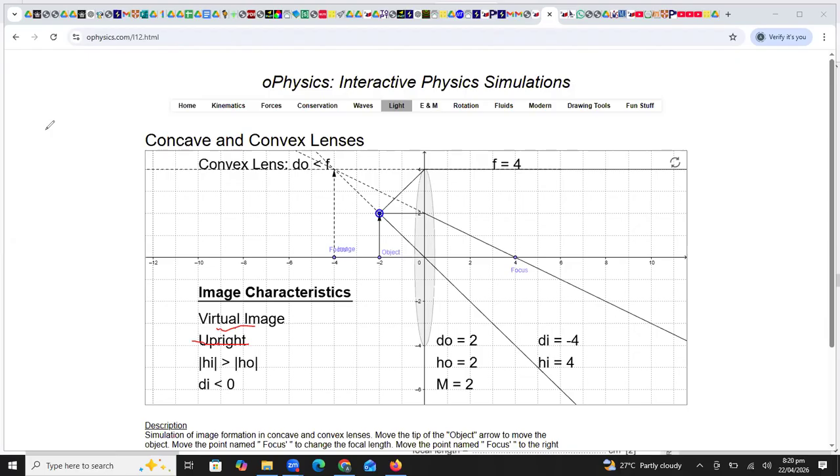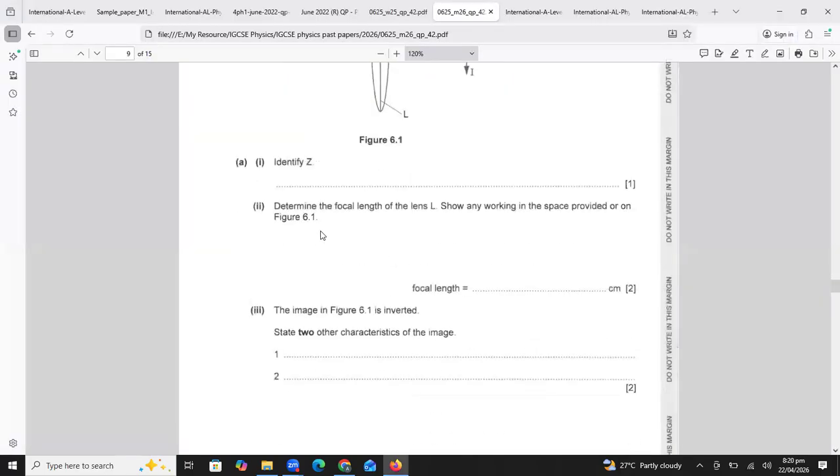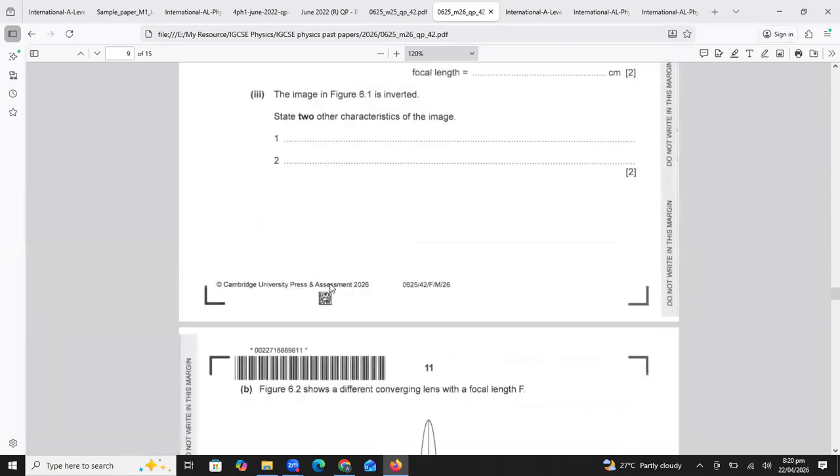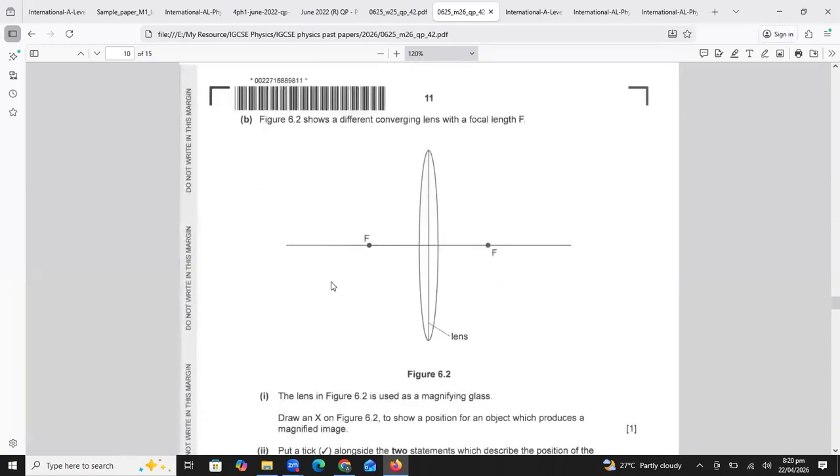All right. So let's move towards our paper. Okay, we have done these two characteristics of the image, that the image is of the same size and real. Now look at the next part B. What they are saying in this part: figure 6.2 shows a different converging lens with a focal length f. So here they have already marked the focal length.